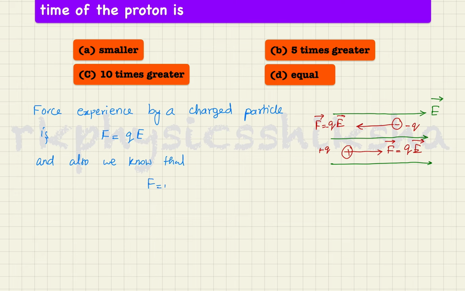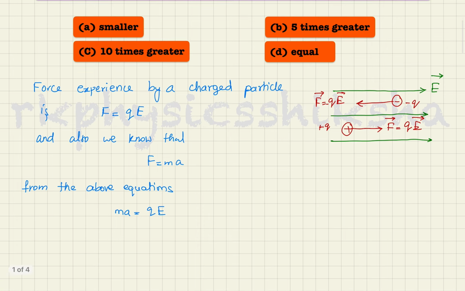Also we know that force is equal to mass into acceleration, according to Newton's second law, where mass is a constant quantity, F is equal to ma. Now from the above equations we can write: mass into acceleration is equal to Q into E, which is charge into E. So the acceleration of the charged particle will be Q into E divided by mass.